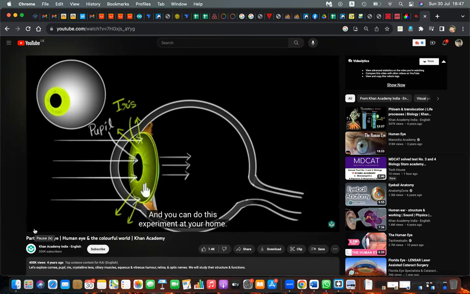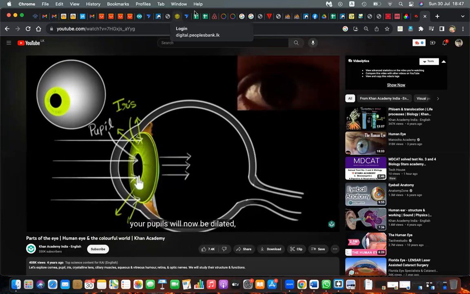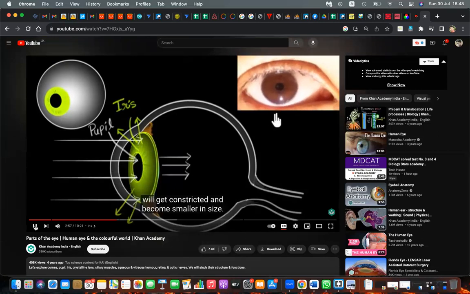And you can do this experiment at your home. Just stand in front of a mirror in a dark room. Your pupils will now be dilated. And just flash light into your eyes, and you will see immediately that the pupil will get constricted.